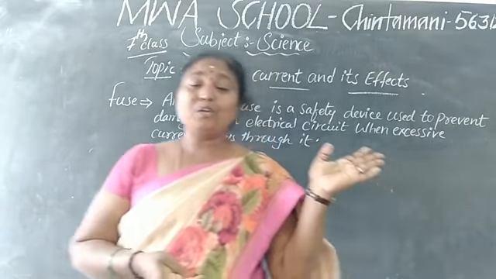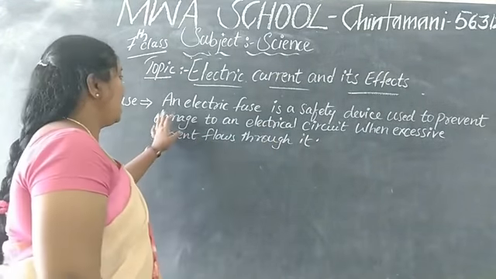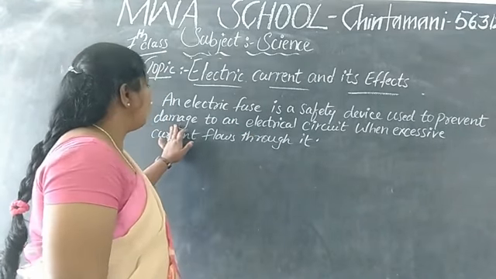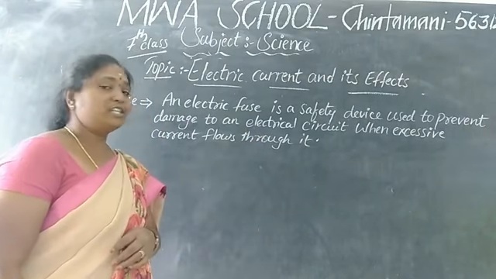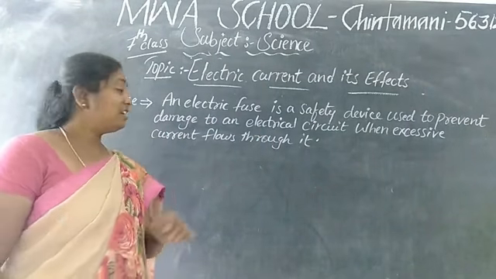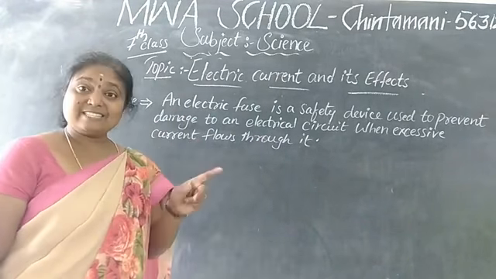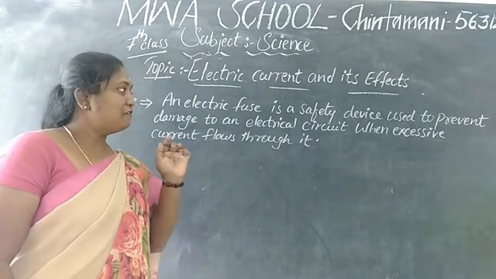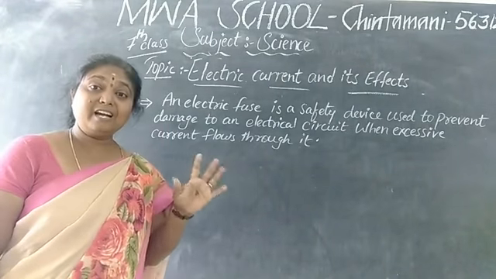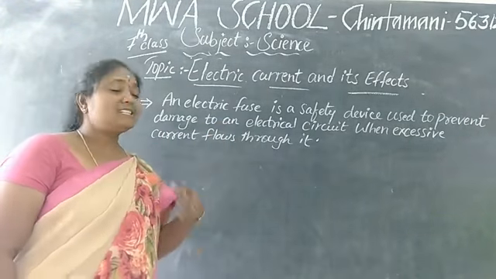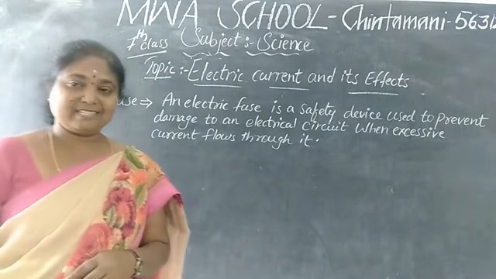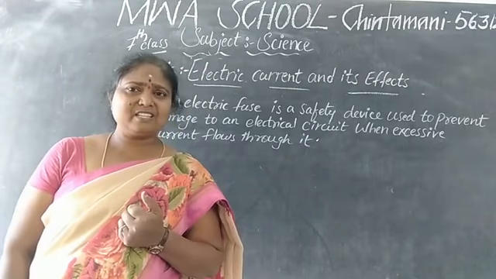Then let me see what we mean by the fuse. An electric fuse is a safety device used to prevent damage to an electrical circuit when excess current flows through it. It's very good, no? See, an electric fuse is one of the safety devices which we use to prevent damage to an electrical circuit when excess current flows through it.